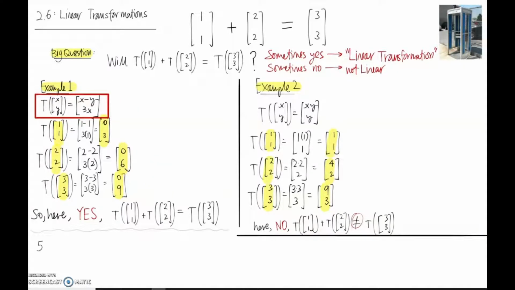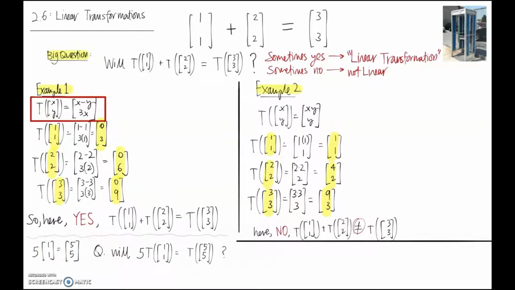So obviously we know that 5 times vector 1, 1 is 5, 5. And so a question that we could ask is, can you take 5 times the transformed vector, and will that equal the transformed 5, 5? So the question is, will 5 times the transformed vector 1, 1 equal the transformation of 5, 5? In other words, can you slide these scalars in and out and still keep this type of equality?